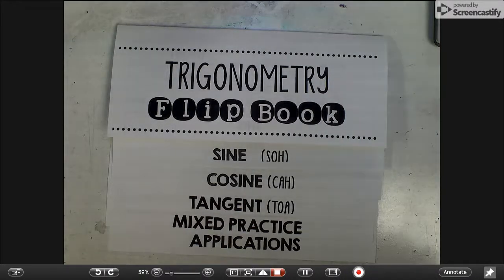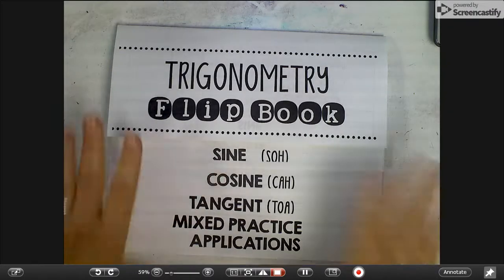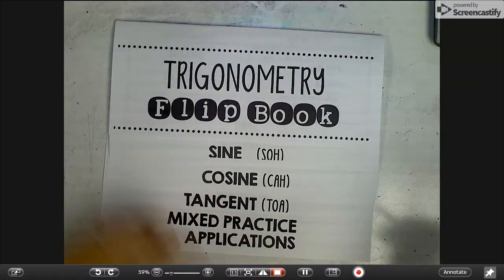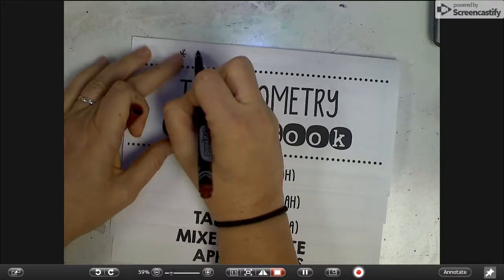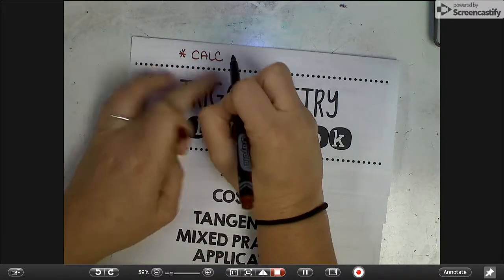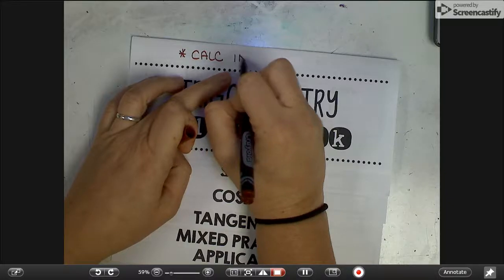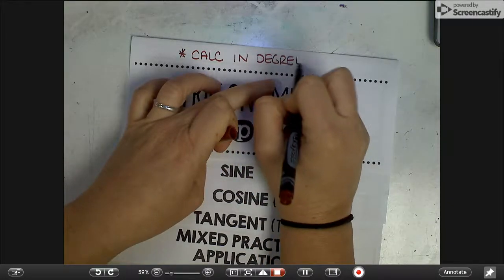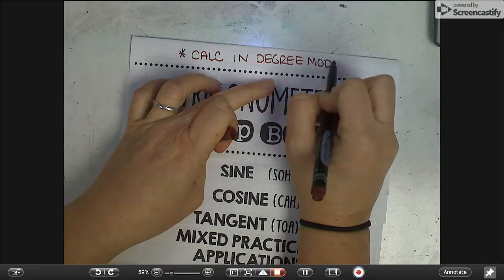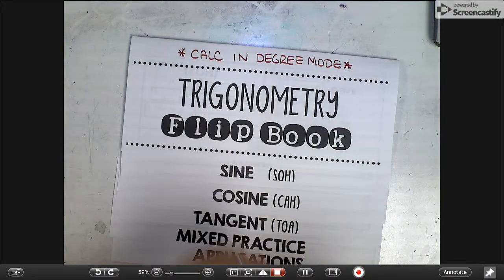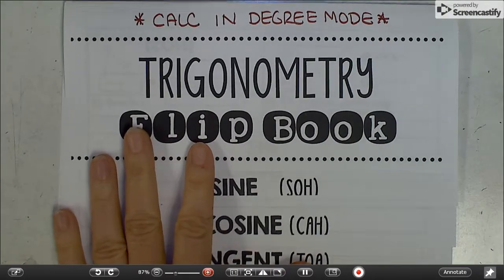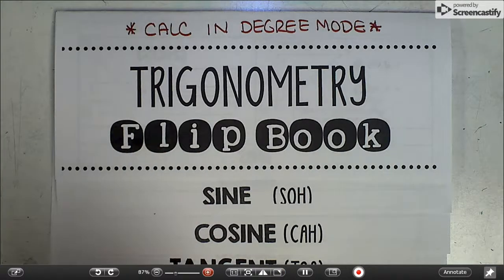All right, so before we really talk about trig, I just want to give you a couple things that are super important to remember. One, your calculator must be in degrees. The default setting on your calculator is not degree mode. The default setting on your calculator is radian mode. So I want to show you how to do that.